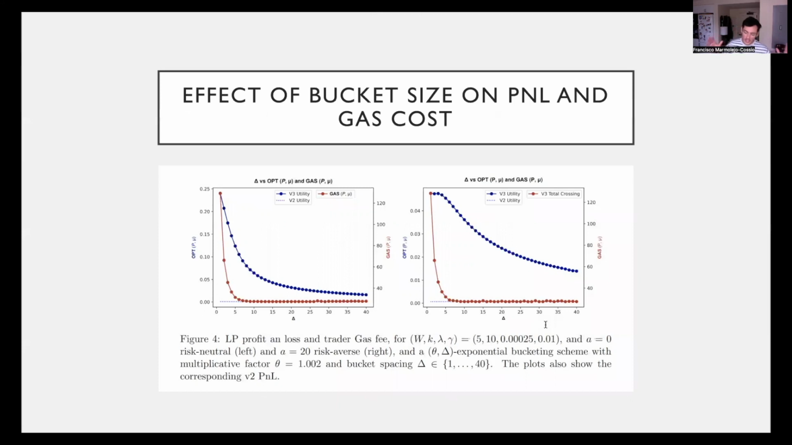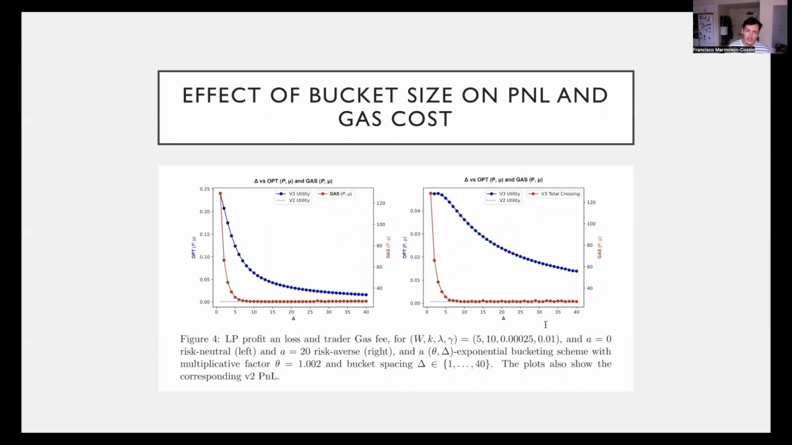And so with all of that, we have our distribution, we have our optimization problem, and we have our ways of computing the expected gas fees. We can now put it all together and see what results we get. The first thing that we see is the effect of bucket sizes on profit and loss and gas costs.